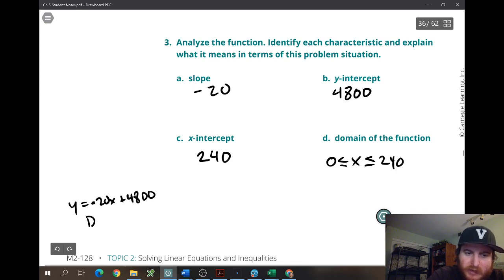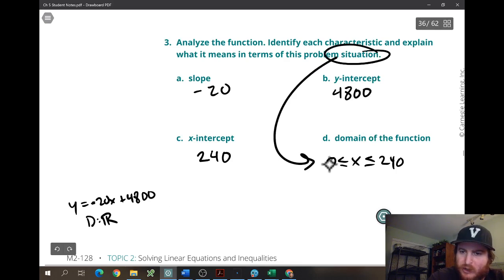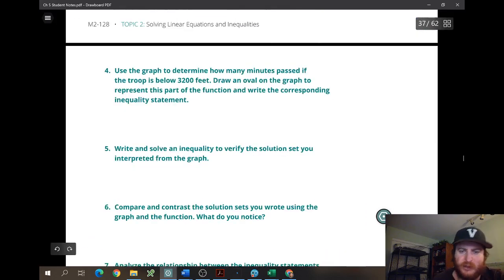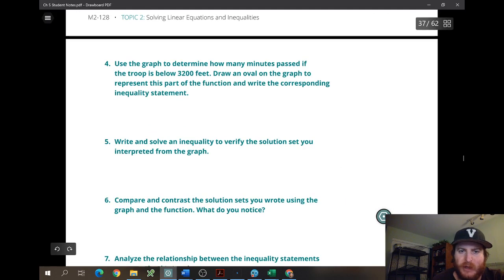The domain of this line is all real numbers. But in terms of the situation, they start at 0 and they reach their goal at 240. So then they finish. Okay. So this one says use the graph to determine how many minutes passed if the troop is below 3,200 feet. Below, meaning less than 3,200 feet. And it says draw an oval on the graph to represent that area.